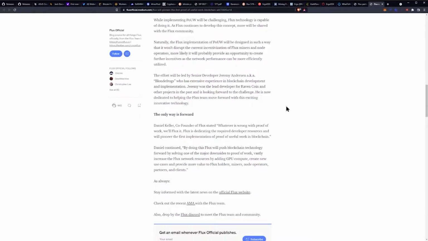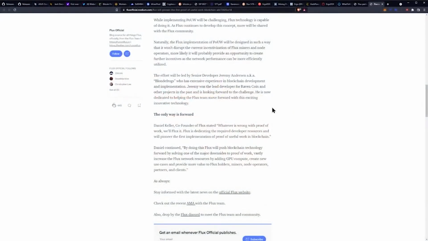Okay. Here we go. The efforts will be led by senior developer Jeremy Anderson, aka Blonde Frogs, who has extensive experience in blockchain development and implementation. Jeremy was the lead developer for Ravencoin and other projects in the past and is looking forward to the challenge. He's now dedicated to helping the Flux team move forward with this exciting innovation.